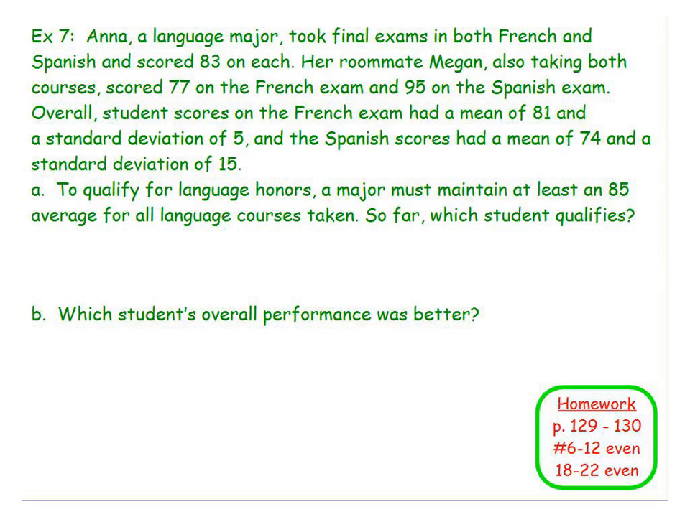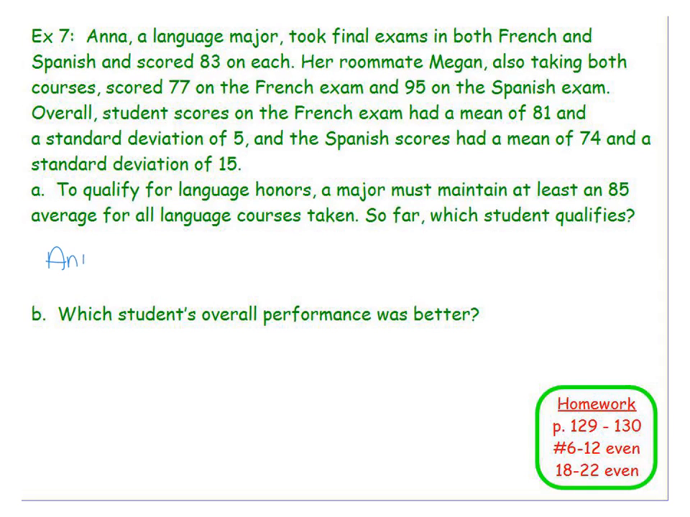So let's look at our last example. Anna, a language major, took final exams in both French and Spanish and scored 83 on each. Her roommate Megan, also taking both courses, scored a 77 on the French exam and a 95 on the Spanish exam. Overall student scores on the French exam had a mean of 81 and a standard deviation of 5. The Spanish scores had a mean of 74 and a standard deviation of 15. To qualify for language honors, you must maintain at least an 85 average for all language courses taken. So far, which student qualifies?